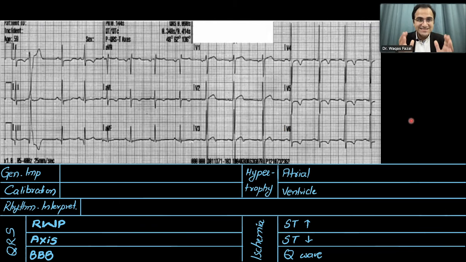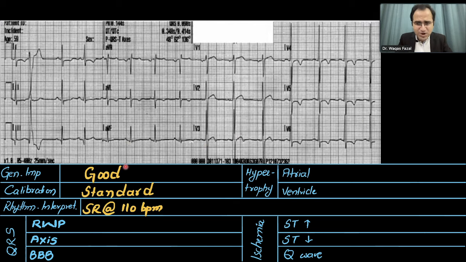Now let's solve this ECG by the 6-step interpretation method. Let's look at the general impression. The general impression looks good. Let's look at the calibration. The calibration is standard. It is being printed out at 25 millimeter per second.